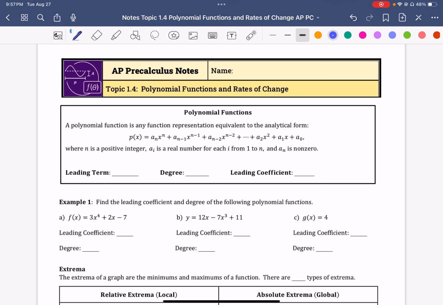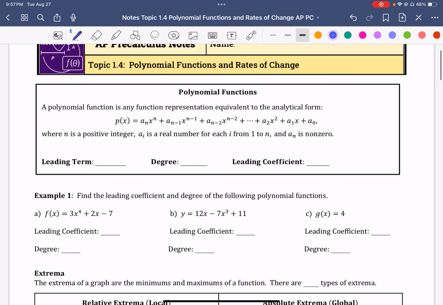Today we're going to be discussing topic 1.4, which is called polynomial functions and rates of change. A polynomial function is any function representation equivalent to the analytical form p of x equals a sub n times x to the power of n plus a sub n minus 1 times x to the power of n minus 1 plus a sub n minus 2 times x to the power of n minus 2 plus and so on, plus a sub 2 times x squared plus a sub 1 times x plus a sub 0, where n is a positive integer, a sub i is a real number for each i from 1 to n, and a sub n is non-zero.